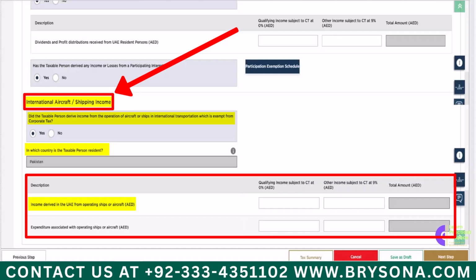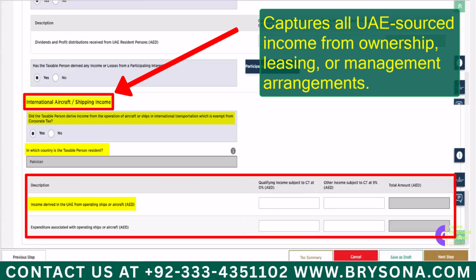The first one is income derived in the UAE from operating ships or aircraft. It is the total accounting income earned in UAE from ship or aircraft operations during the tax period. It includes revenue from transporting passengers, goods, or mail between UAE locations or ports. It is based on gross income in financial statements before corporate tax adjustments. It captures all UAE source income from ownership, leasing, or management arrangements.